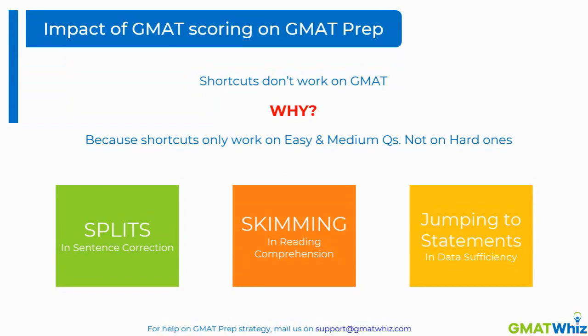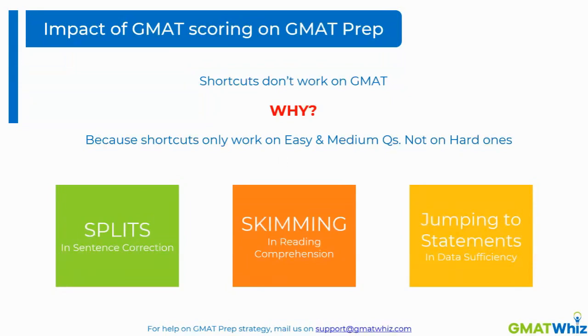So for example, in verbal, a lot of people use the splits approach for sentence correction. They will just look at the differences in the option choices and try to use grammar to solve questions. Similarly, in reading comprehension, a lot of people use skimming. They will skim through the information very quickly, read the passage in 2.5 minutes, then for every question, they'll come back to the passage. Completely wrong approach, does not work on hard questions on GMAT. If your target is 600 to 650, feel free to use these shortcuts. But if your target is 700, 750, you cannot get there with these shortcuts. Please understand that.